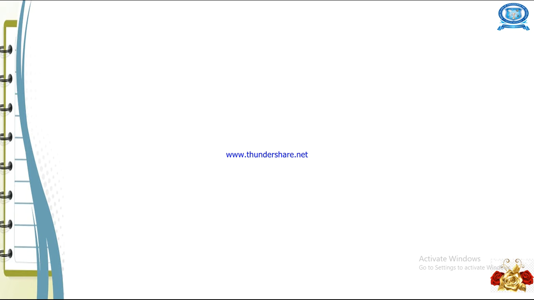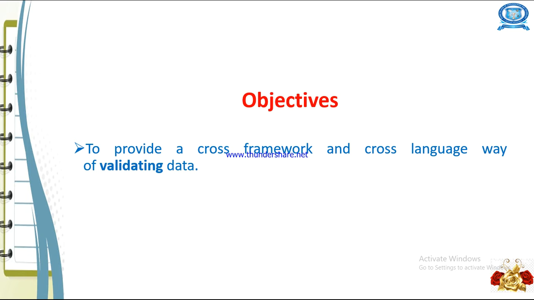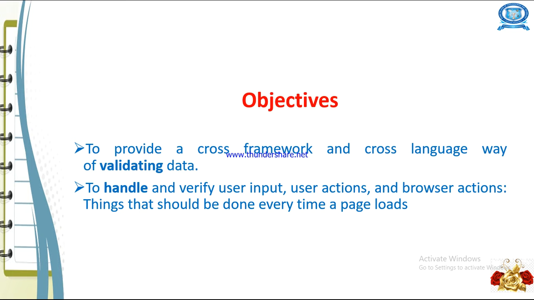Okay. So first of all, I am going to discuss the objective of this topic, that is validation. Validation means data validation. Whatever input you receive, you just validate whether the input data is correct or wrong. The objective is to provide a cross-framework and cross-language way of validating the data. And another topic is event handling.